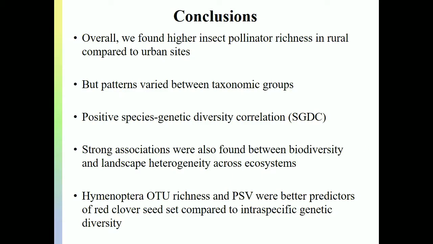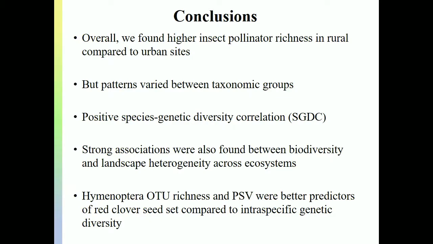We also found positive correlations between species and genetic diversity, OTU richness of all insects and genetic diversity of Bombus lapidarius. I have to be cautious here, but this indicates that it could be that by conserving species richness, you also conserve genetic diversity. But for that, I need to also work on the other two main pollinators of those areas, just to have that complete.